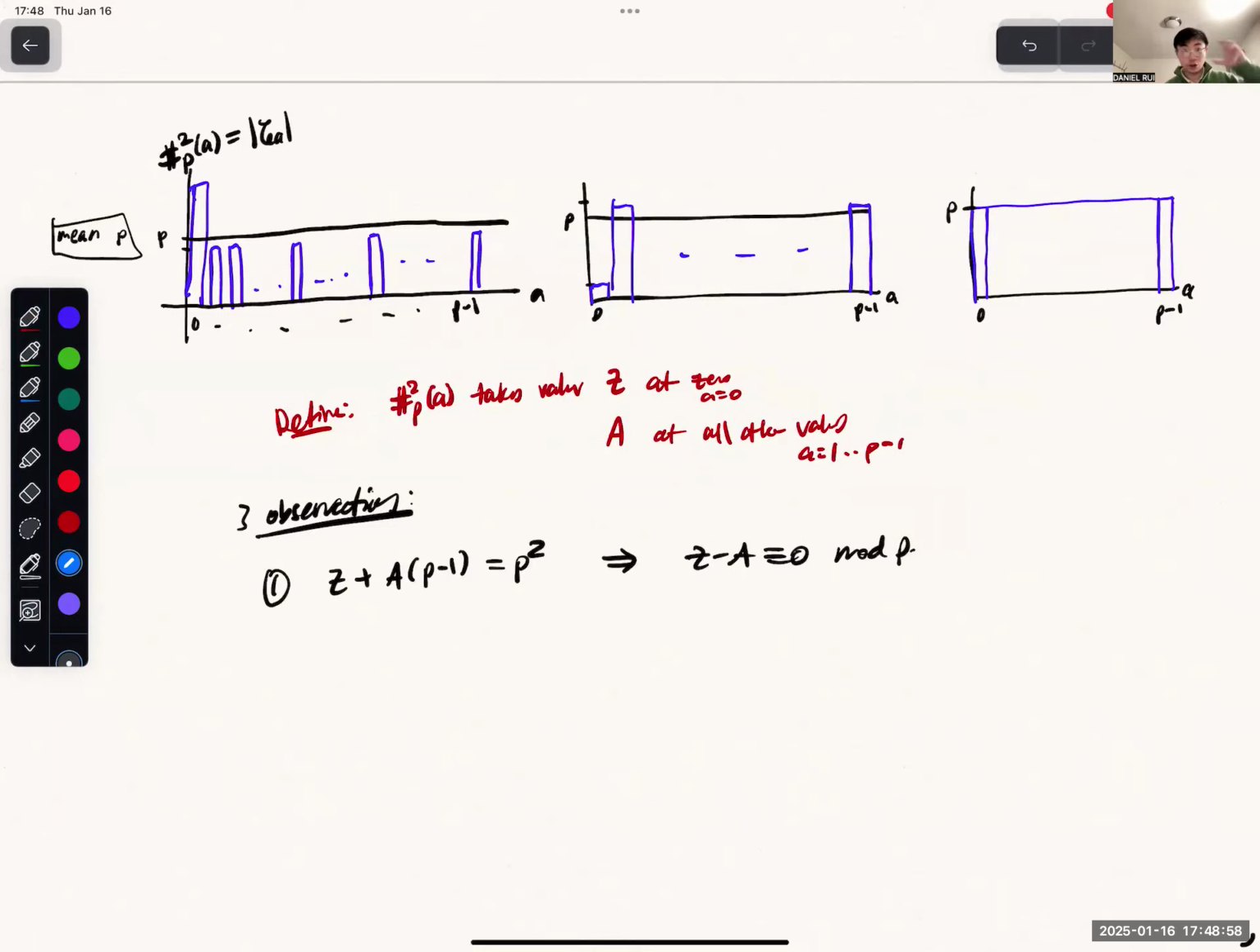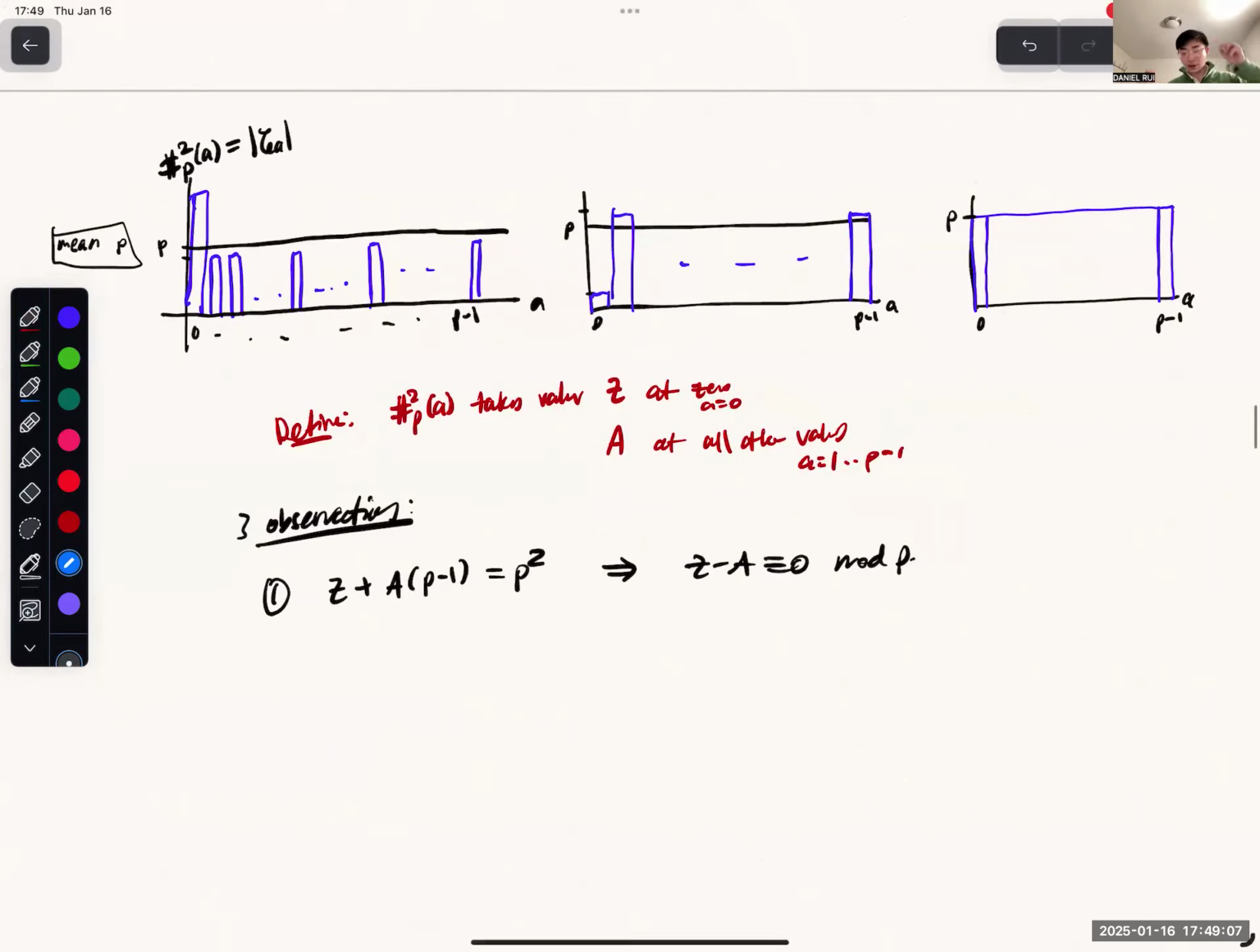So there's this sort of quantization going on. The difference can't just be anything. It has to be a multiple of p. It either has to be perfectly flat, or if there's a jump, it's going to jump a lot.